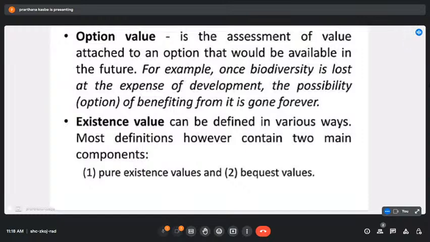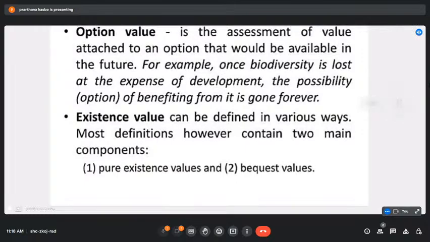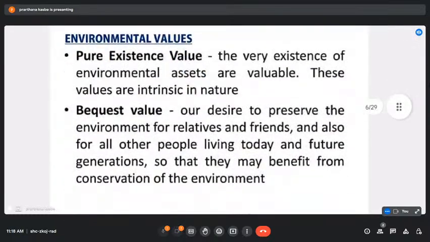Another one is the existence value. What is meant by the existence value? It can be defined in various ways. Most definitions, however, contain two main components, which are the pure existence value and the bequest value. So what is meant by the pure existence value? The very existence of the environmental assets is valuable. These values are intrinsic in nature.